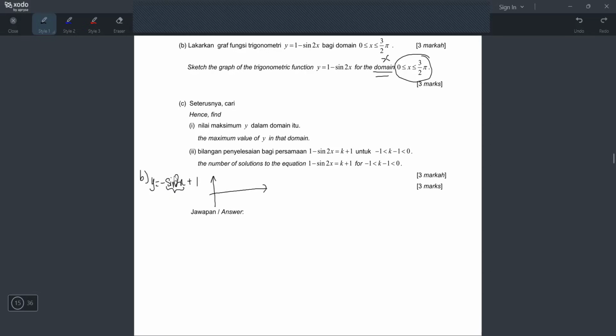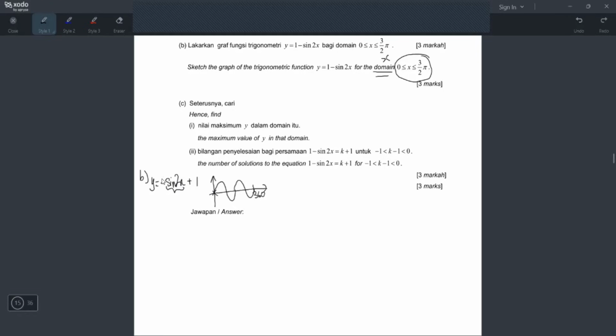Sine 2x means what? 2 sine graph in 360. The 2, this number in front of x here, means the number of cycles in 360 degrees. So there are 2 cycles in 360 degrees. It means I have to draw 2 sine graphs, and the sine shape looks like a wave. So there will be 2 waves within 360, right? So this is my sine 2x.